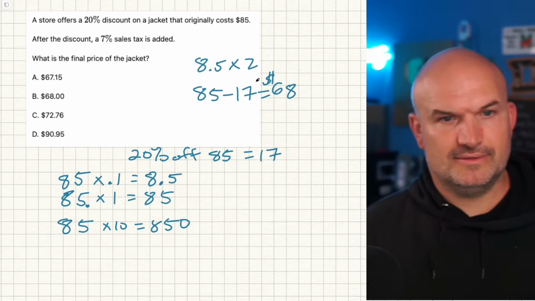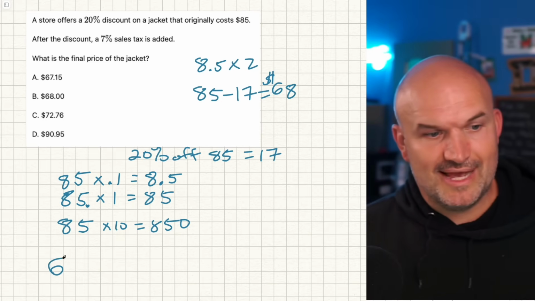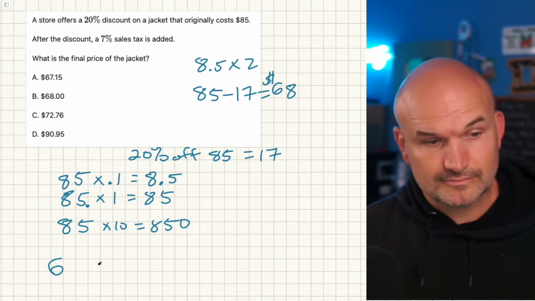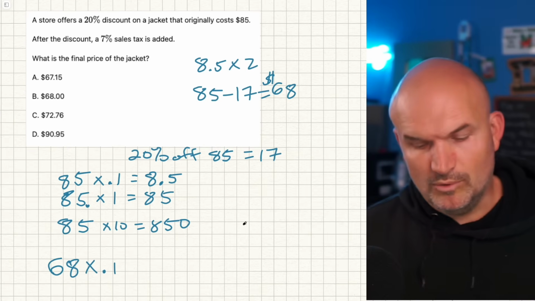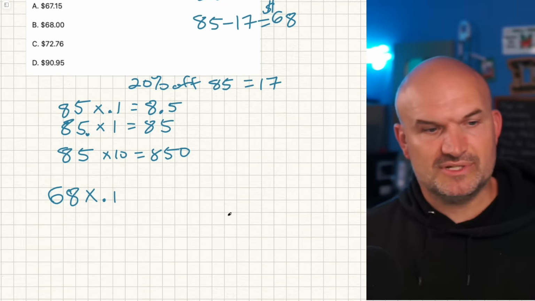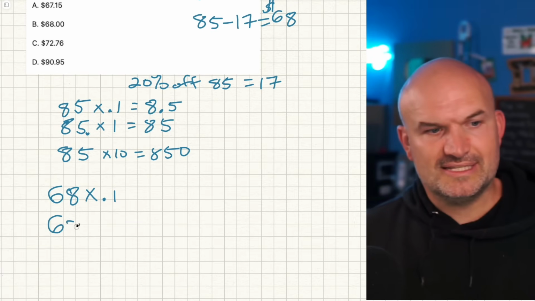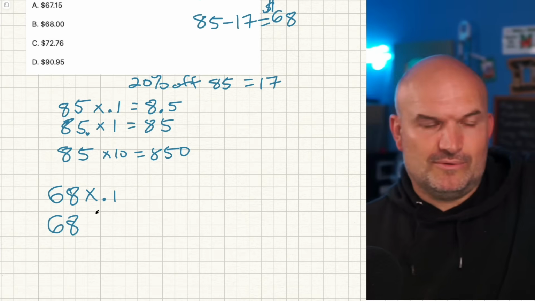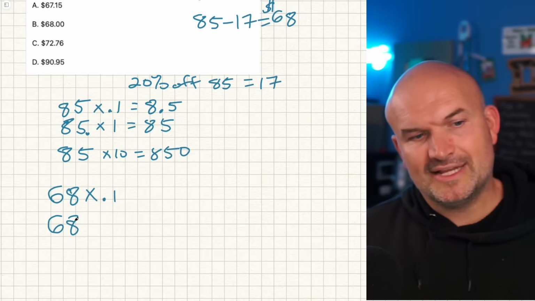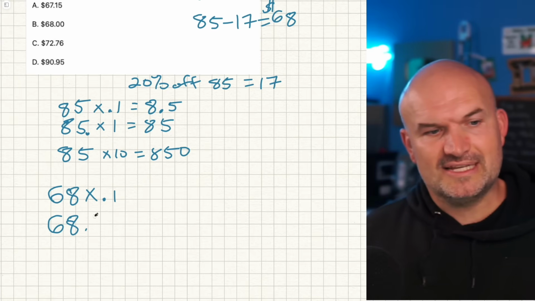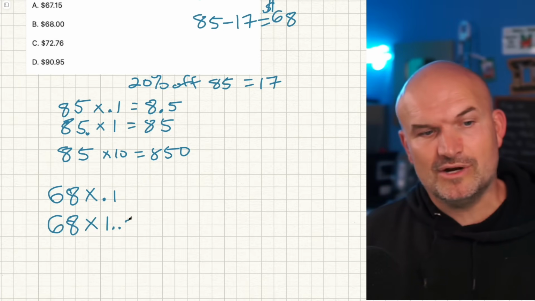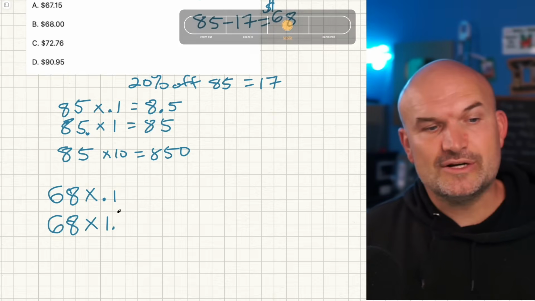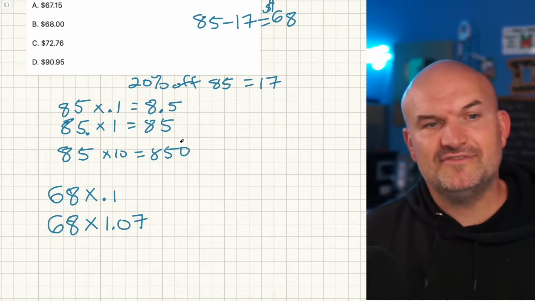So where are we at? 68. Okay. So again, let's think about this. 68 times a 10% was 0.1. What is it going to look like if it's a 7%? So that would be 68. Now, again, this is going to be above, right? We're not trying to get this reduction. So what I could do here is I could think about this as times a 1 point, not 0.1, that'd be 10%, right? 0.07. That's going to give me the final amount.